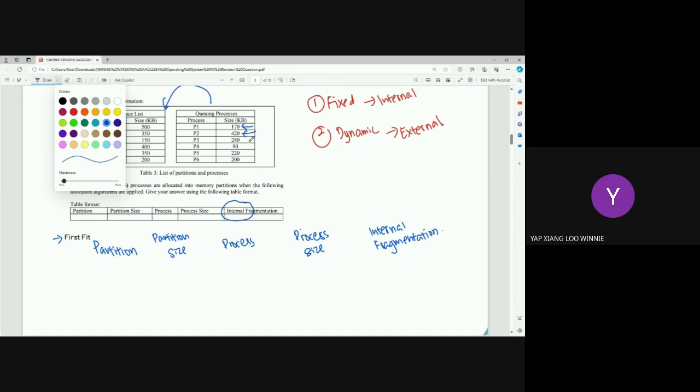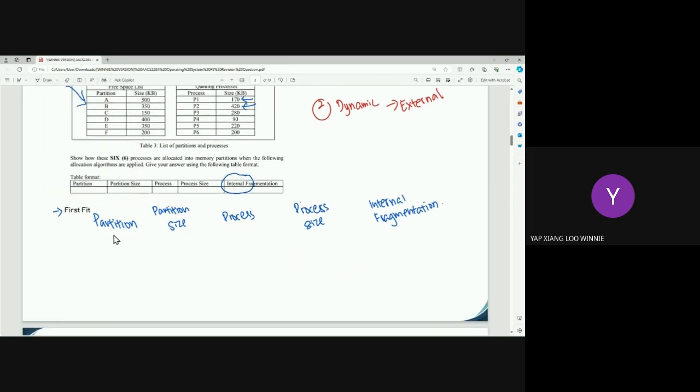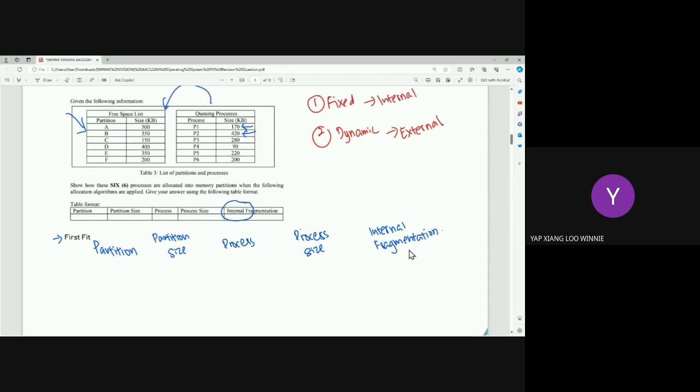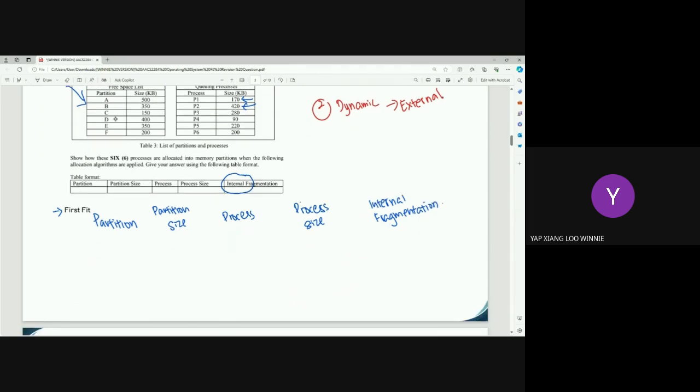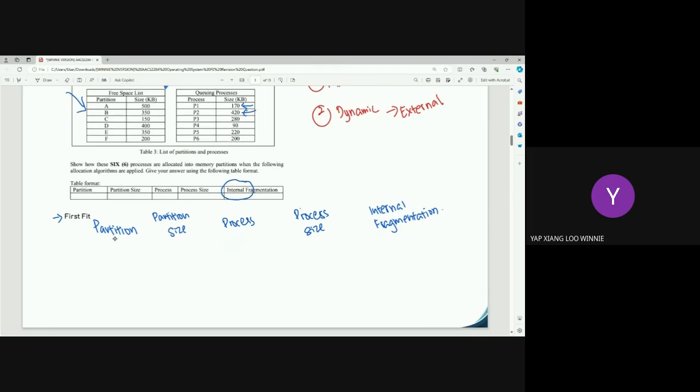Okay, now for the first fit, go into here. I write partition size, process size, internal fragmentation over here. So you have A, B, C, D, E, F. Very easy in your exam. You just list down A, B, C, D, E, F with their respective sizes. I put KB over here. So this one is 500, 350, 150, 400, 350, and 200. Okay, so this is the case.